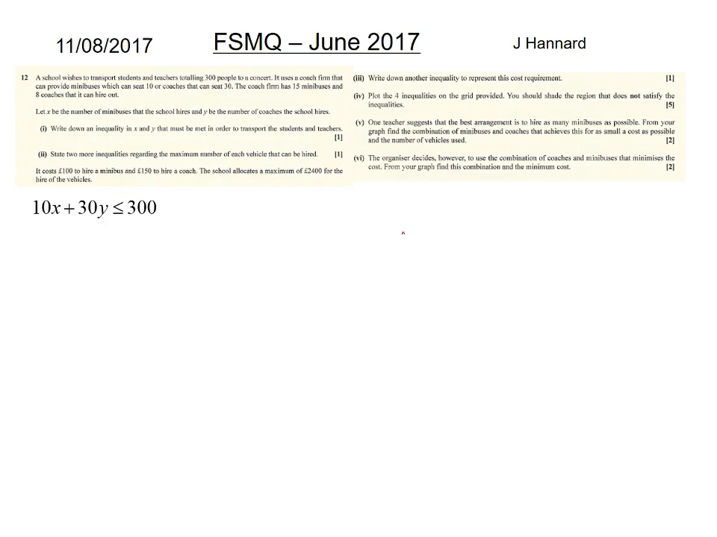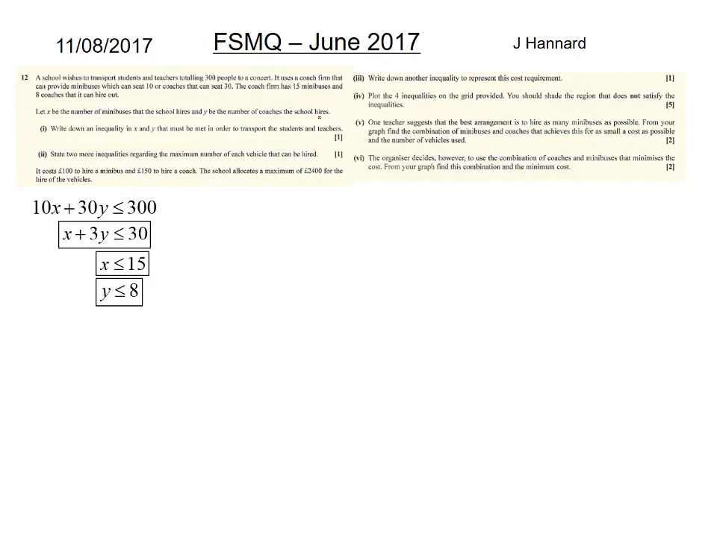So 10x plus 30y is greater than or equal to 300 because you can get 10 on each minibus and 30 on each coach, and you've got 300 people to seat, so that's blatant. And then you divide through to get x plus 3y is greater than or equal to 30. State 2 more inequalities regarding the maximum number of vehicles that can be hired. Well, the coach firm has only 15 minibuses, so x must be less than or equal to 15. And it's only got 8 coaches, so y must be less than or equal to 8. So there's 2 nice easy marks for you.